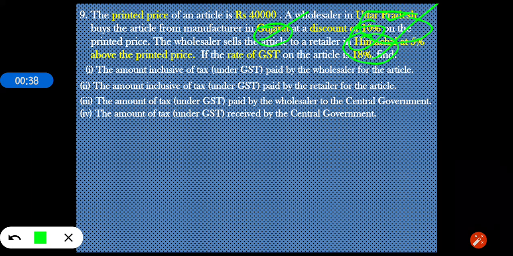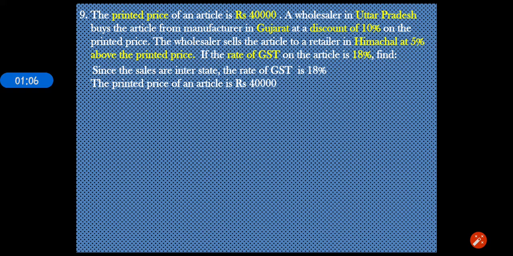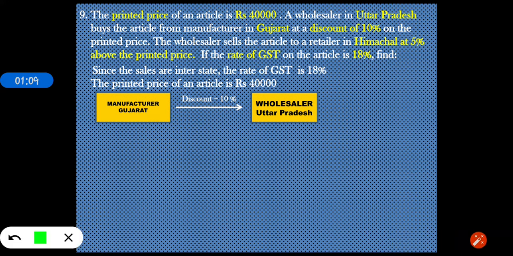If the rate of GST on the article is 18%, find the amount inclusive of tax under GST paid by the wholesaler for the article, the amount inclusive of tax under GST paid by a retailer for the article, the amount of tax under GST paid by the wholesaler to the central government, and the amount of tax under GST received by the central government. So let's check. Since the sales are interstate, the rate of GST is 18%. Here the rate of GST will not be divided into two parts.